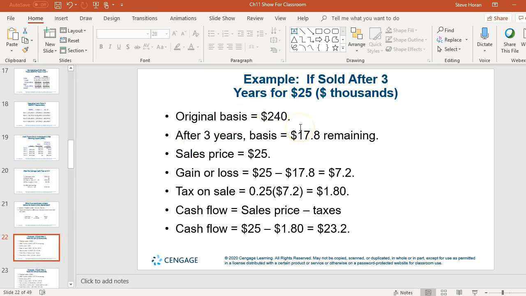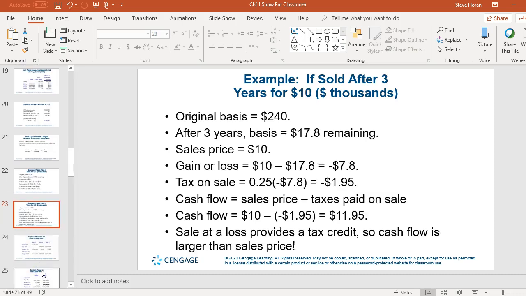So the example here is, what if we determine that we sell the machinery in year 3? So instead of keeping it for the full 4 years, we're going to sell it at the end of year 3. And it says after year 3, we'll have 17.8 left over of basis. The sales price, the salvage value, is still 25. And so the gain is smaller now. It's only a 7.2 gain. So we got a 1.8 tax on that. And the cash flow is 25 minus the 1.8, which is 23.2. Okay, so that's just how you calculate if we do this in a different year.